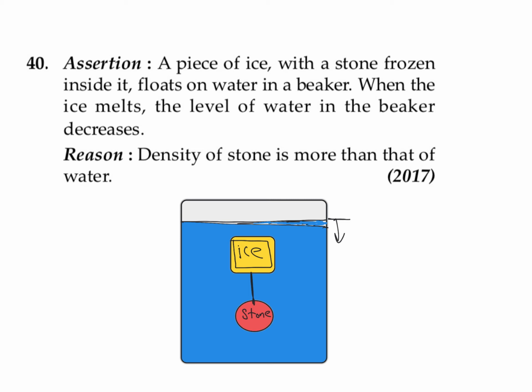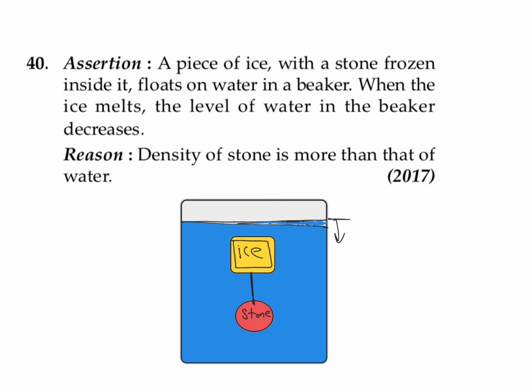So we can say that the reason for decrease in level of liquid in the container is that as ice melts to water, its volume decreases. Now ice requires a lesser region to occupy its space. That's why the level of water inside that container decreases.